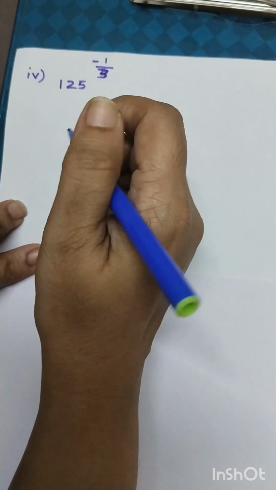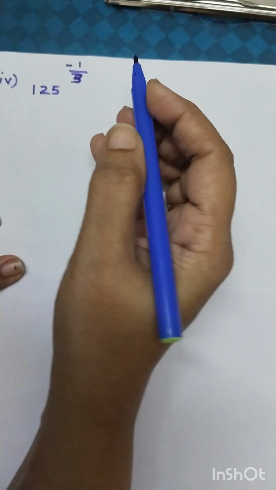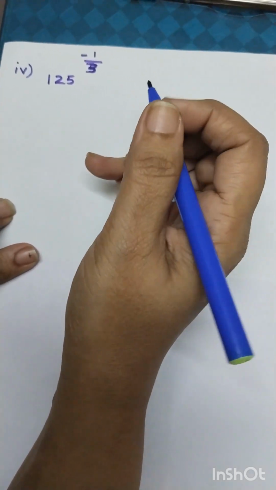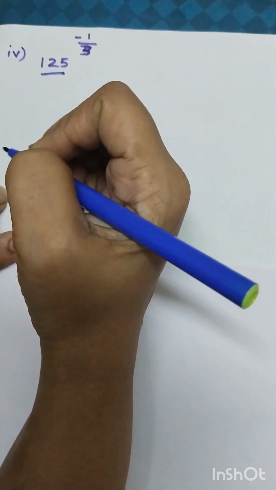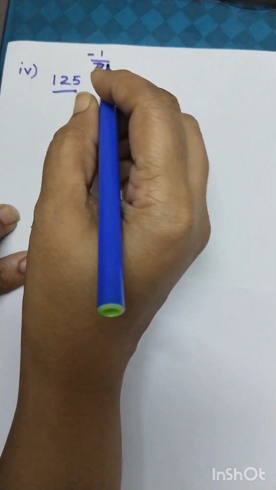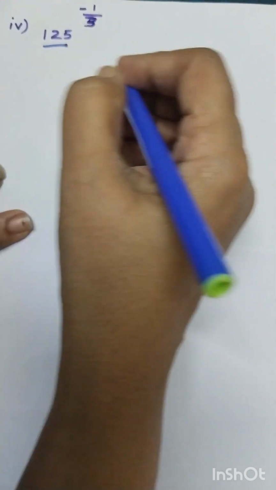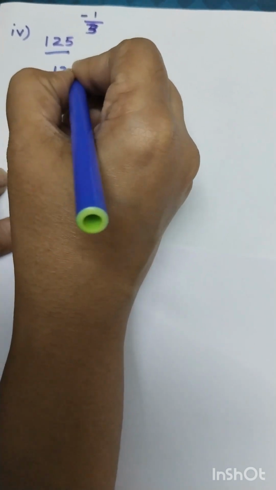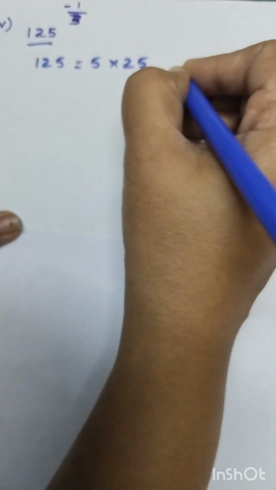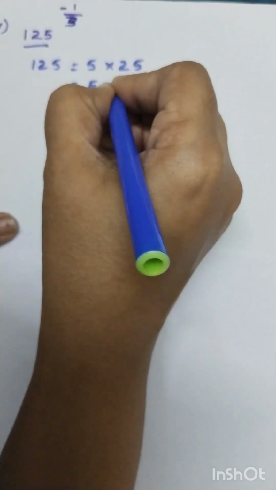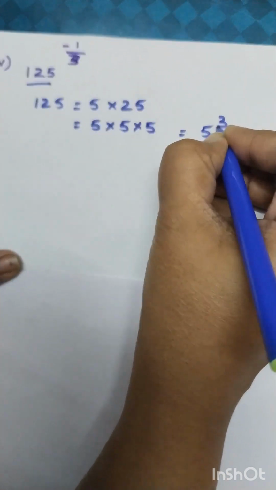Now let's see the next question. It is 125 power minus 1 by 3. So how do we solve this? As discussed earlier, let's see if we can write 125 in terms of a number to the power of 3. Why 3? Because here the denominator of the exponent is 3. Let's see if we can write it. So 125 can be written as 5 into 25, right? Now this, when further simplified, we can write as 5 into 5 into 5. That is 5 cube.